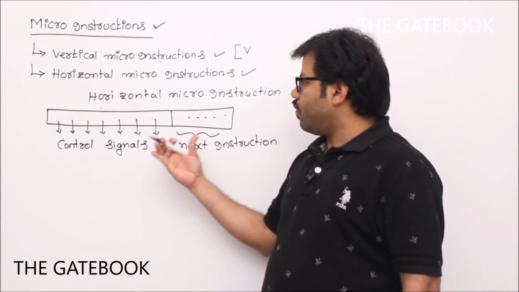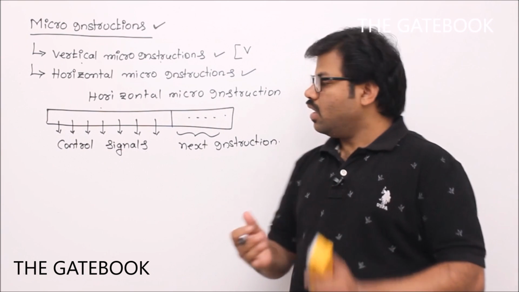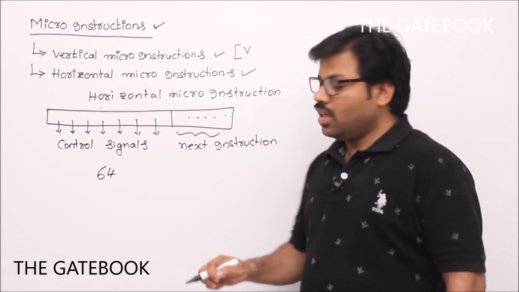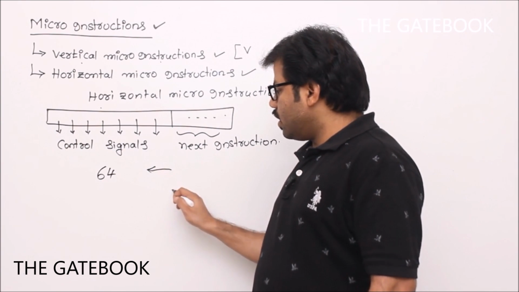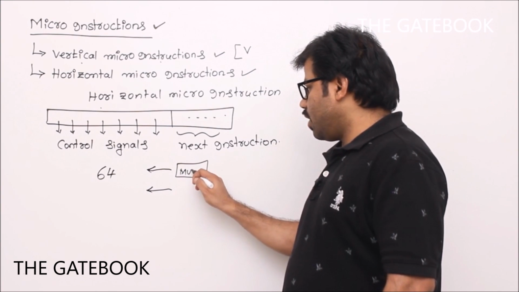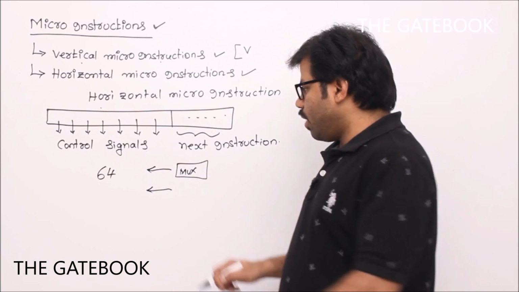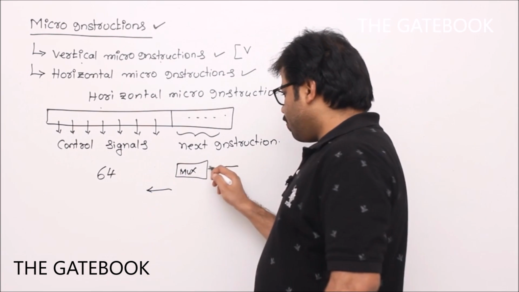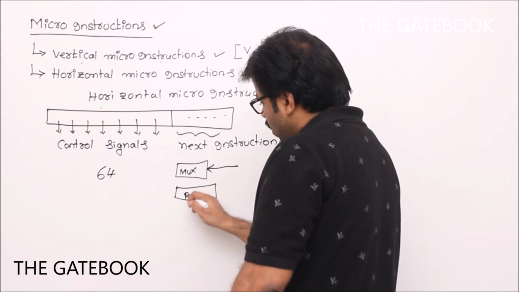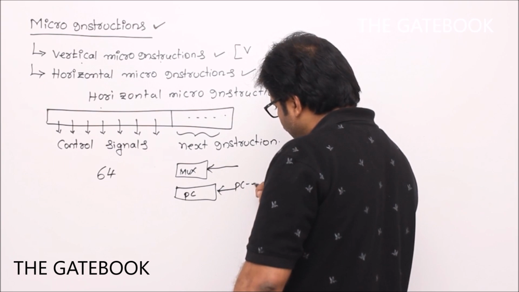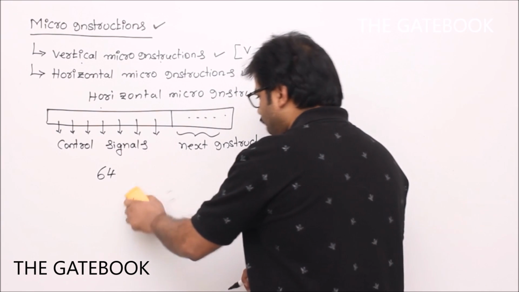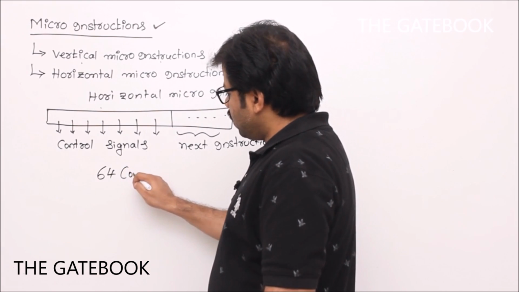Now the drawback of horizontal micro instruction is, for example, let's say in your machine there are 64 control signals. That means there are 64 places where we can generate the signals. Just for clarity, for every multiplexer in your circuit we have to have one signal. Similarly, for the program counter, there is a signal called program counter enable. So these are all control signals. Assume that one hypothetical machine has 64 control signals.